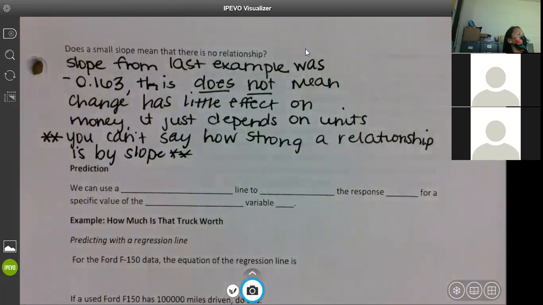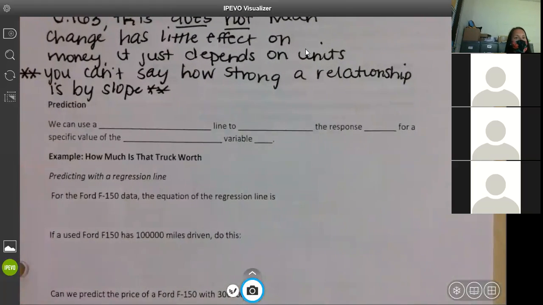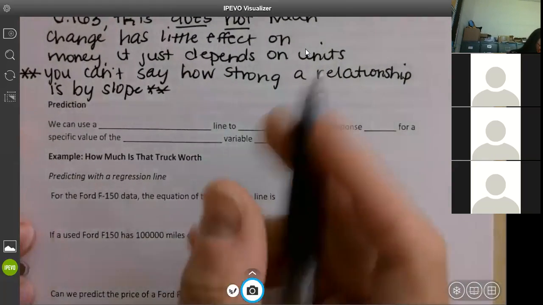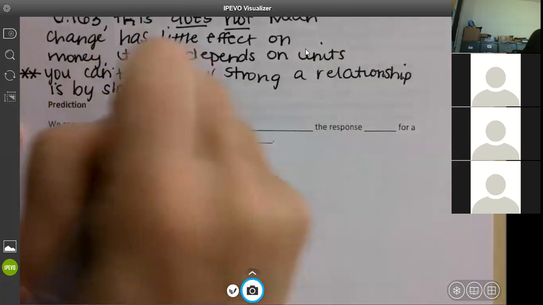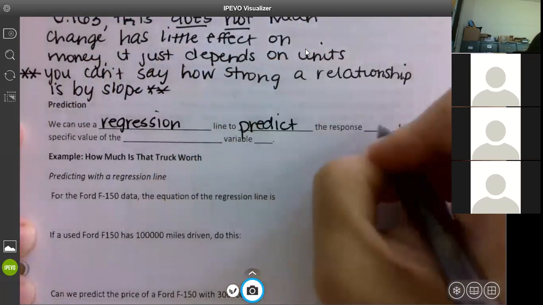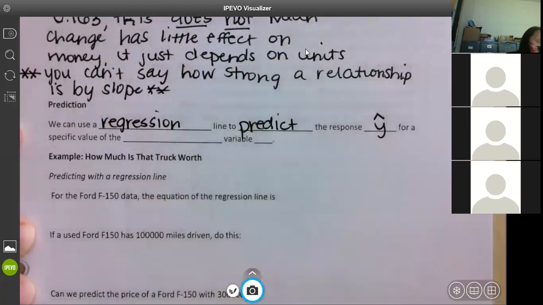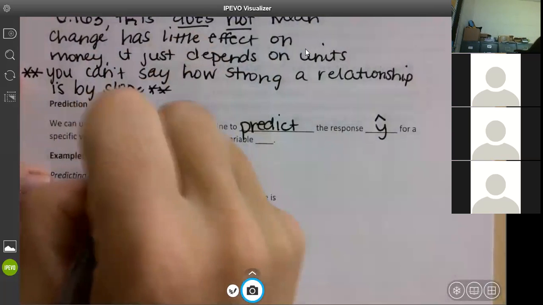Okay, what shows you the strength in the relationship? What shows you the strength? R value, the correlation. The correlation. Thank you, Rachel. All right. Prediction. We can use a regression line to predict the response y hat. And remember, the hat just means prediction for a specific value of the explanatory variable x.